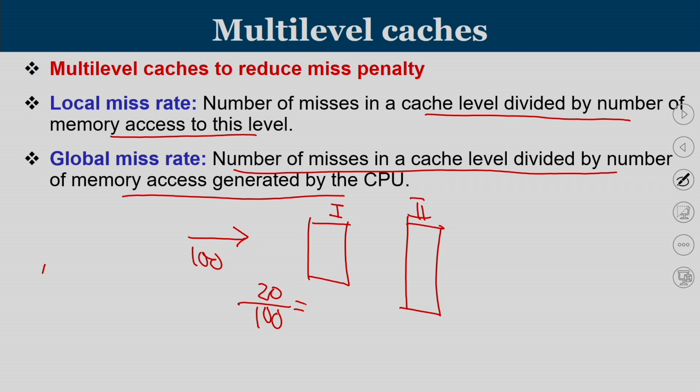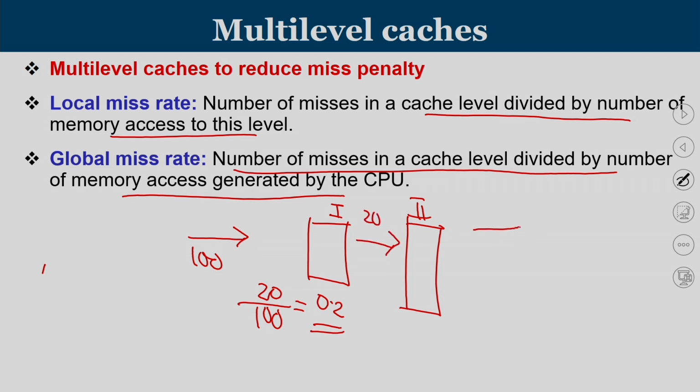So number of misses in the cache level divided by number of memory accesses into this level, that is the local miss rate. So the local miss rate is 0.2. That means when I have 100 accesses coming to L1, out of which 20 are missing, 20 divided by 100, that 0.2 is the local miss rate. Now these 20 are actually going to L2.